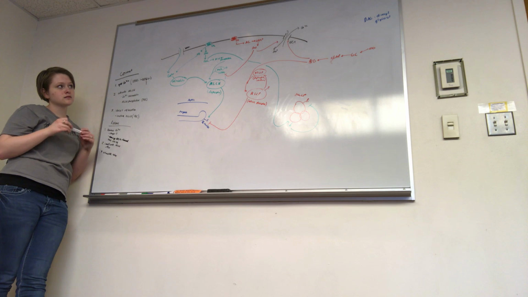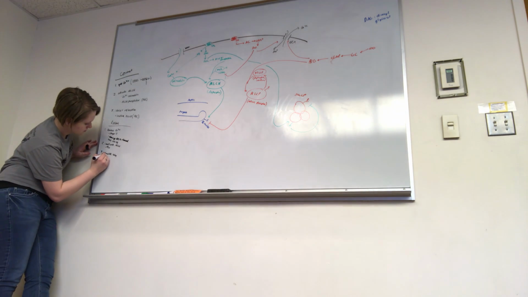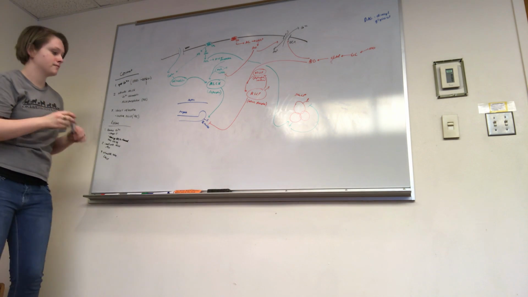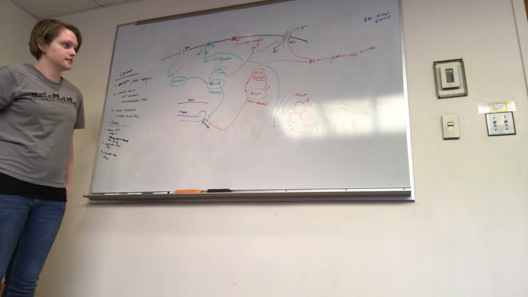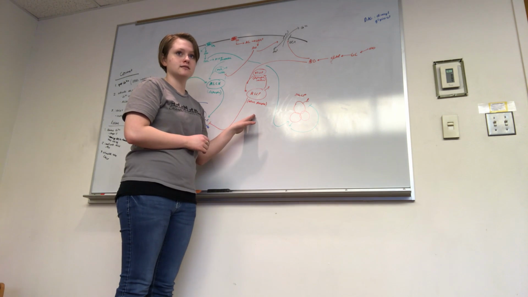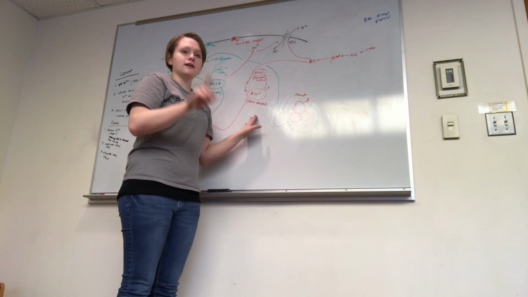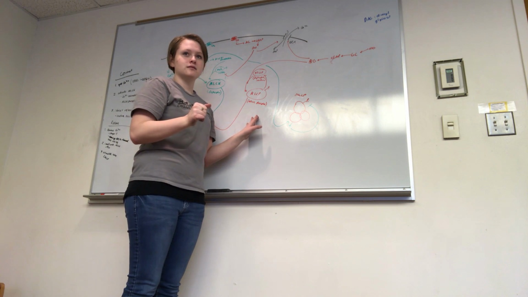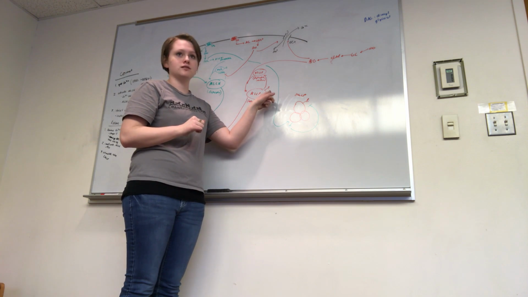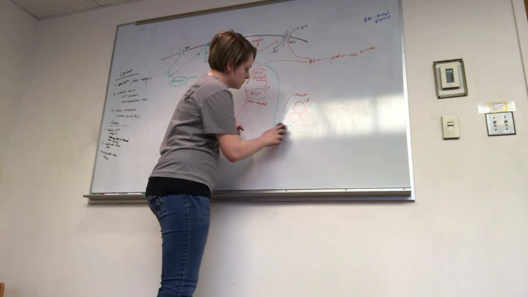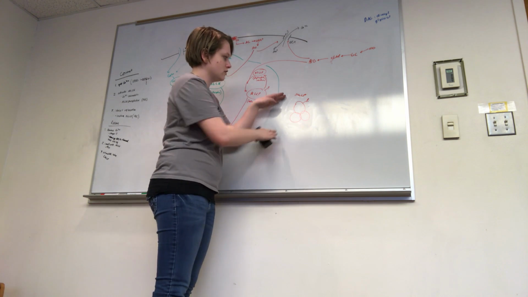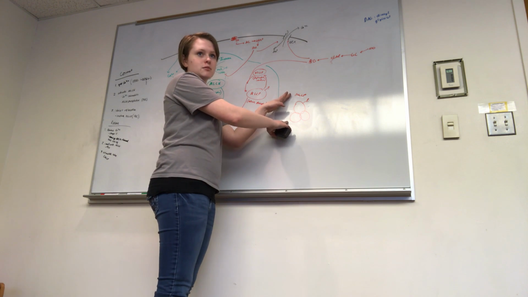PKG. Yes. Can you explain to me the green arrow that's coming all the way across to the MLCP again? Yes. So is MLCP active when it's phosphorylated or dephosphorylated? Dephosphorylated. No, that's wrong. MLCP is active when it's phosphorylated. So we're just going to pretend that this is our little phosphorylated active MLCP.